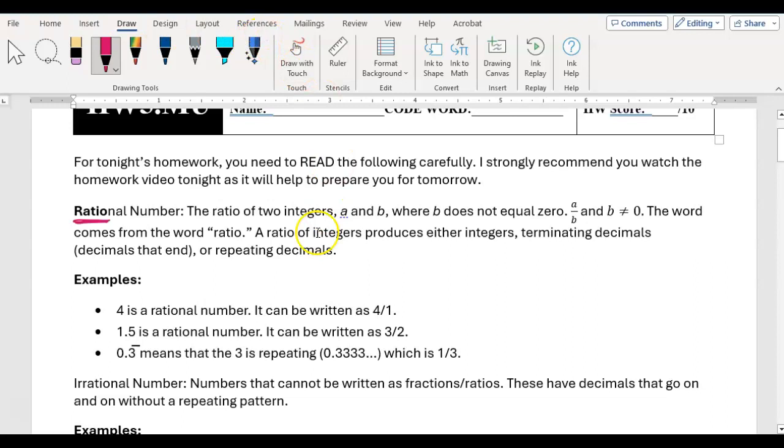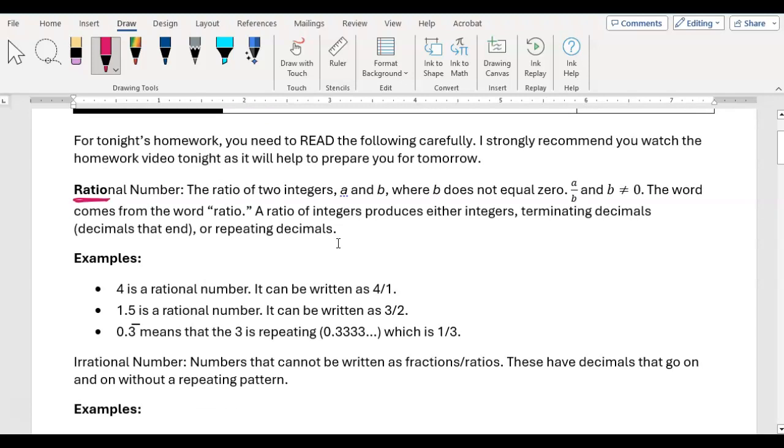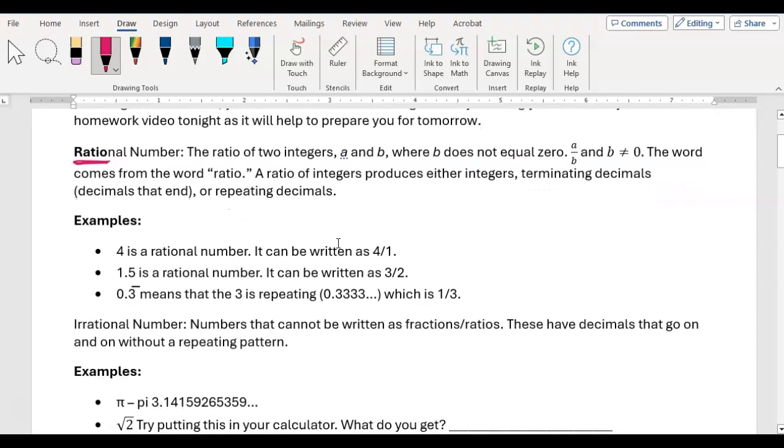And a ratio of integers produces either other integers, terminating decimals, so decimals that end, like 1.25, or repeating decimals, like 0.33333, which we know means 1/3. There are a couple of common repeating decimals that are helpful to know, like 0.66666 is 2/3. But those are still rational numbers because we can represent them as a fraction with an integer in the numerator and the denominator.